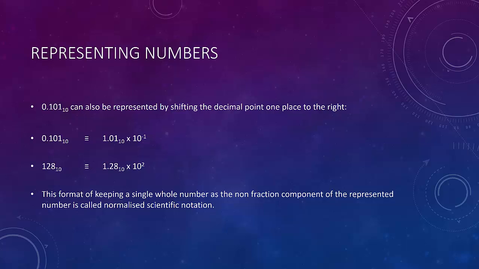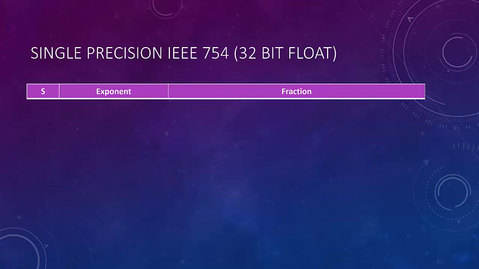Now, representing these numbers where you have a single digit as the whole number component, and that number being between 1 and 9 inclusive, this is called normalized scientific notation. And that's what we're going to be using with IEEE 754 when storing binary numbers.